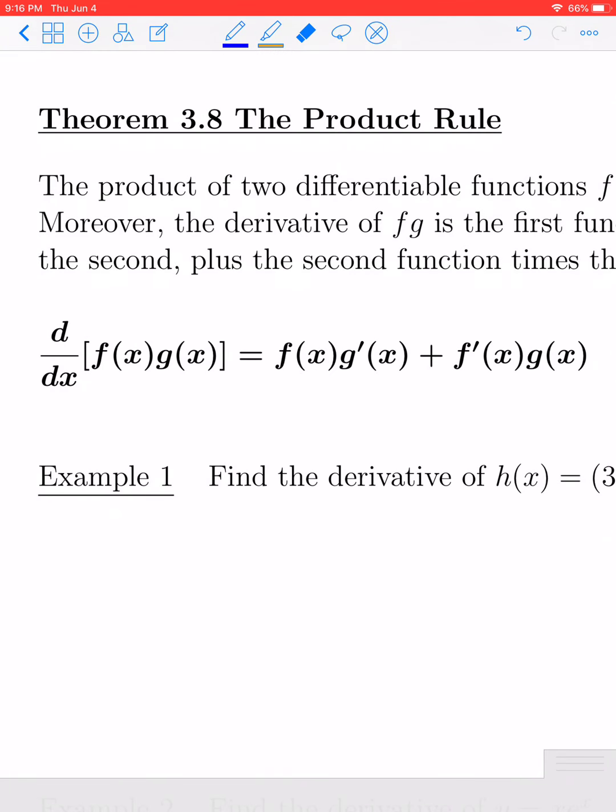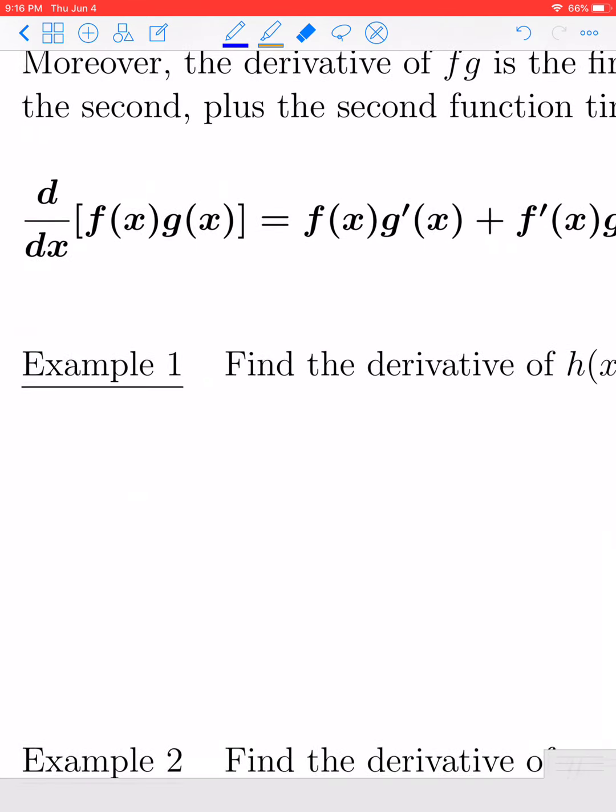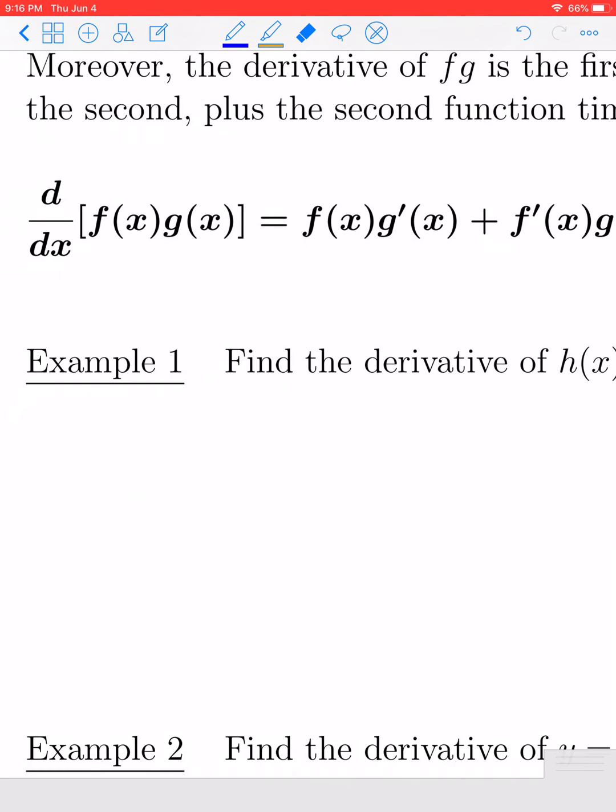And the first one is Theorem 3.8, which is the product rule. Let's suppose that we have two functions, f and g, that are differentiable. Then the derivative of f times g of x is equal to f of x times g prime of x plus f prime of x times g of x. This is how the textbook states it.